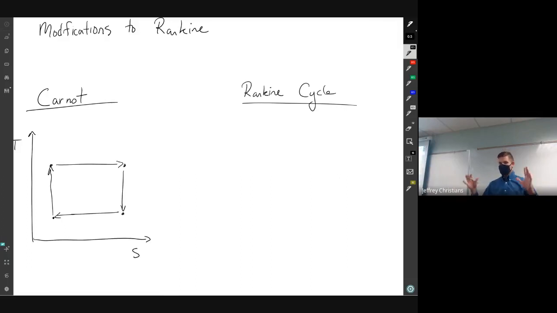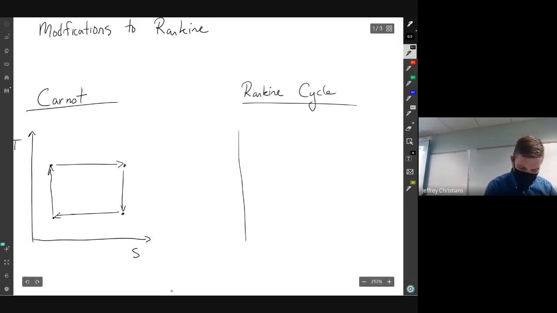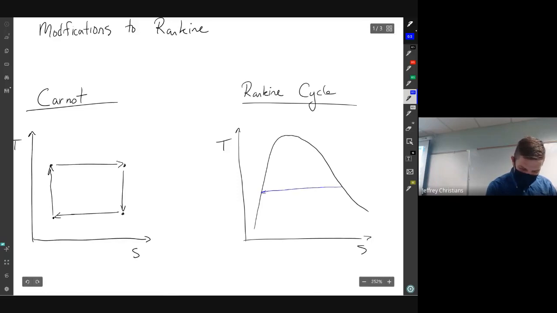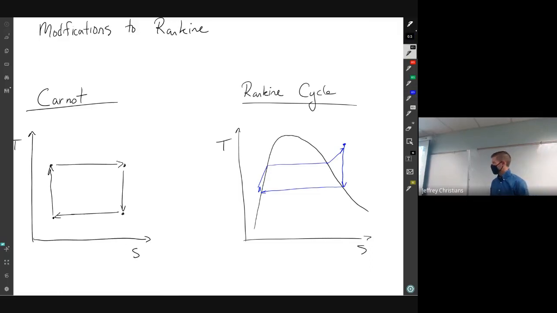It's just like idealized over, I guess, kind of a real, what we could really approach to do. On a temperature entropy diagram, right, we'll put the phase diagram on there. I'll do this in blue so we can see it. It looks like this, right? So it's got this little kind of doohickey on the one side. And right, it solved some problems that we had with Carnot.